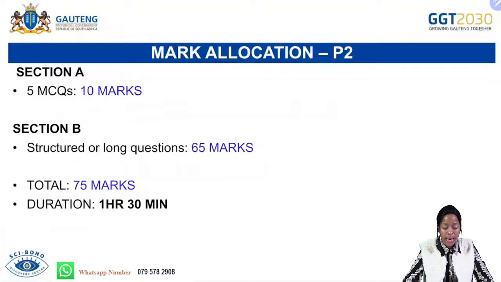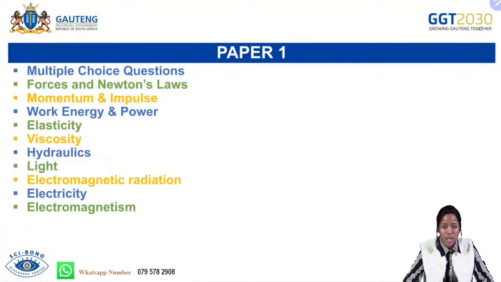When it comes to the mark allocation for paper 2, you will have section A, which consists of 5 multiple choice questions, with 10 marks. Then you'll have section B, which consists of structured or long questions, with a total of 65 marks. The total for paper 2 will be 75 marks, with a duration of 1 hour, 30 minutes.